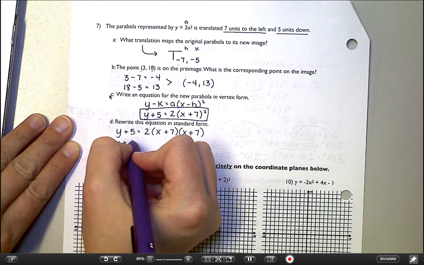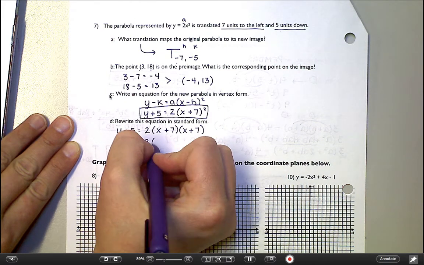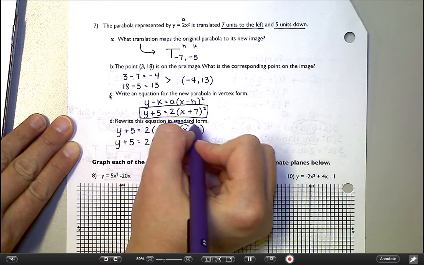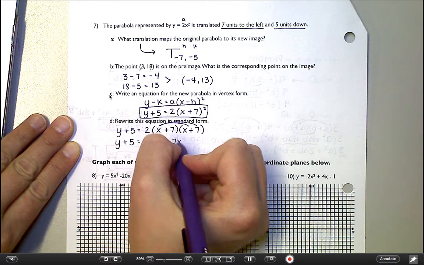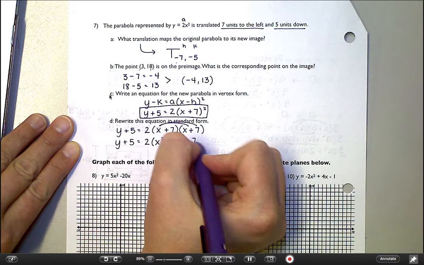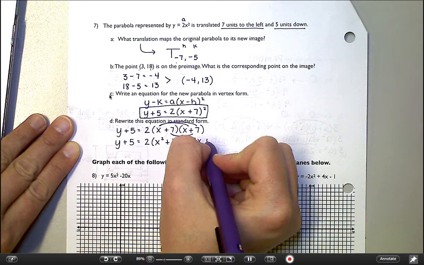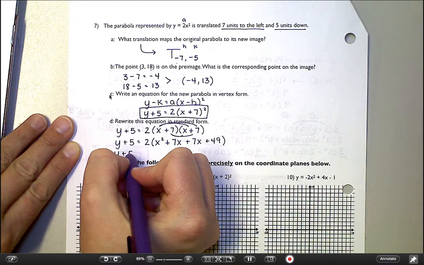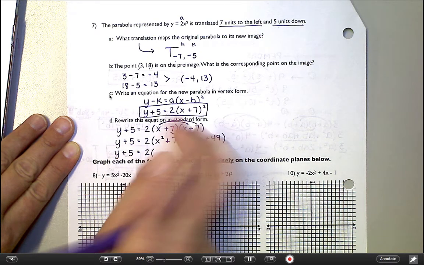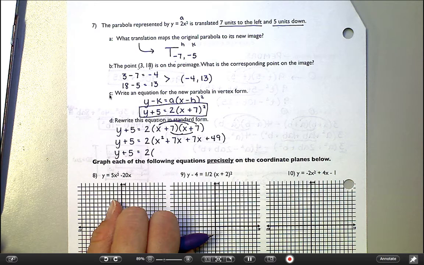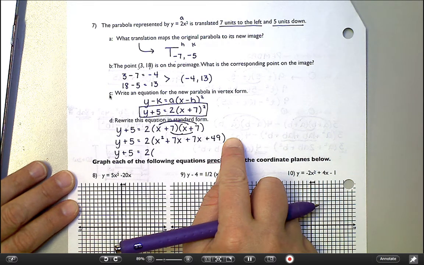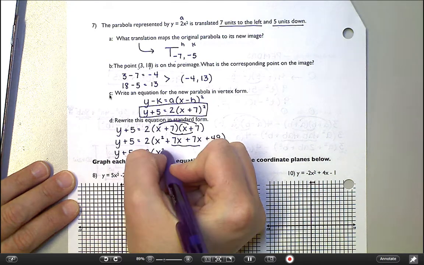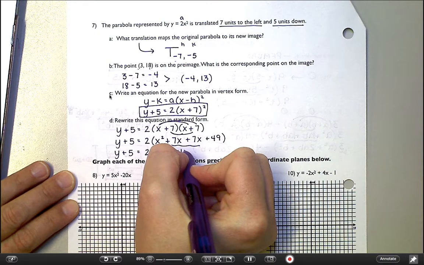So y plus 5 equals 2, and then x times x is x squared. x times 7 is 7x. 7 times x here is 7x. 7 times 7 is 49. Leave this all alone. By the way, I have a lot of students who like moving that 5 right away at the beginning. That's totally fine too. It would just be sitting out here as a -5 on this other side. I'm going to go ahead and put my 7's together. So x squared plus 14x plus 49.